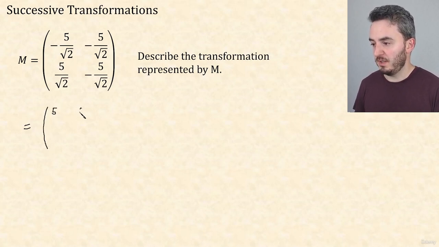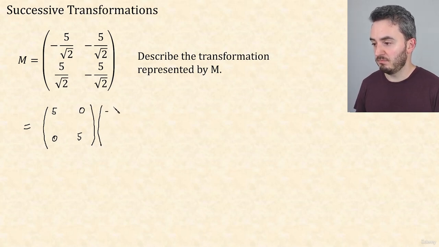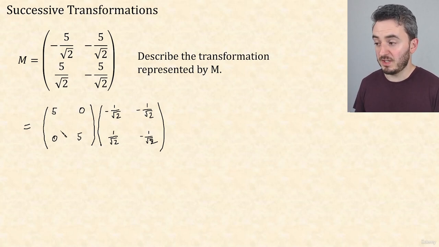So 5, 0, 0, 5. That's like the matrix equivalent of factorizing out a 5. And what's left is just everything divided by 5. So minus 1 over root 2, minus 1 over root 2, 1 over root 2, and minus 1 over root 2. Okay, so this matrix here, well, that's just 5 times the identity. So that is simply an enlargement with a scale factor of 5. So we've got that bit.